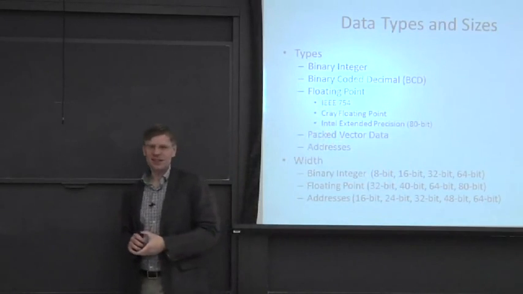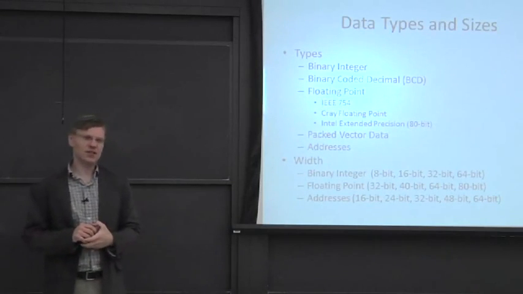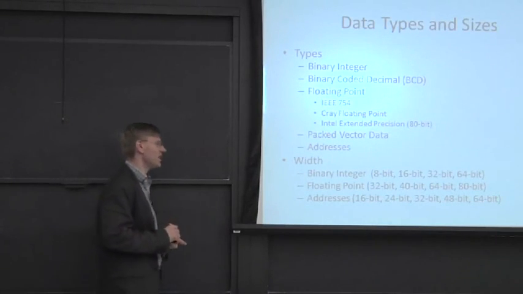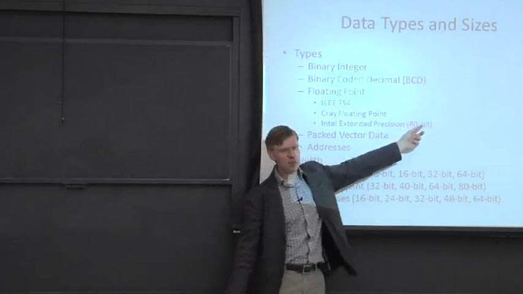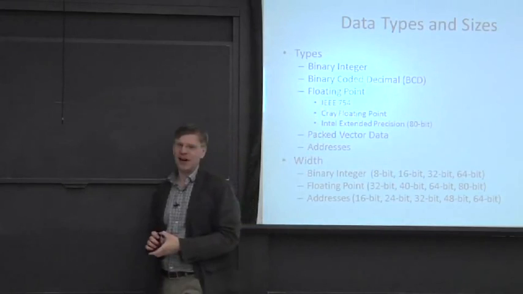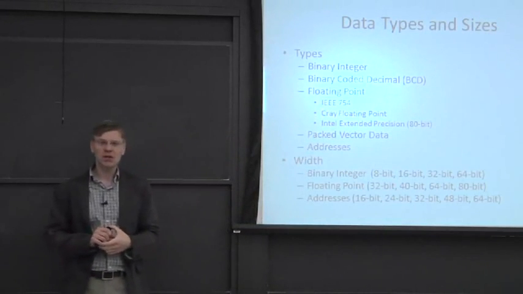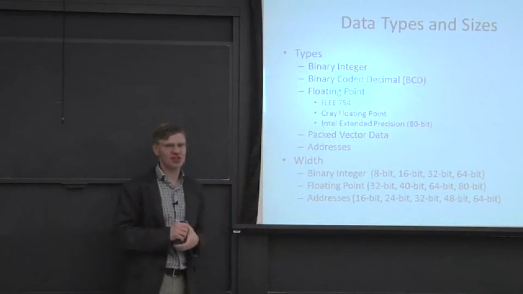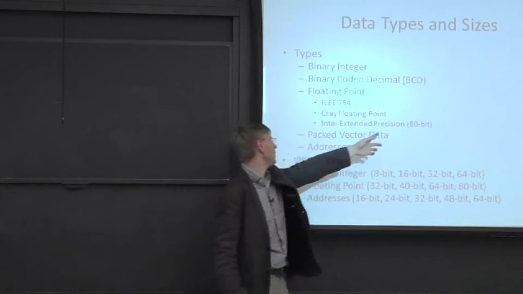Also, Intel internally, at least in x87, had this thing that they called Intel Extended Precision, which is 80 bits long. IEEE 754, the biggest thing defined in that is a 64-bit double. But if you want even more precision in your floating point numbers, you might need 80 bits.